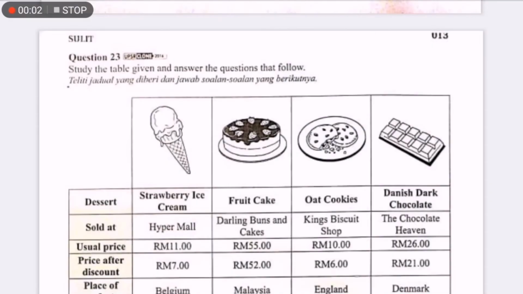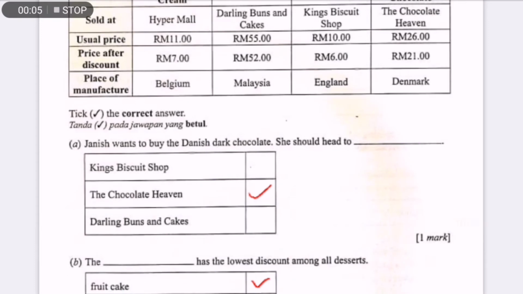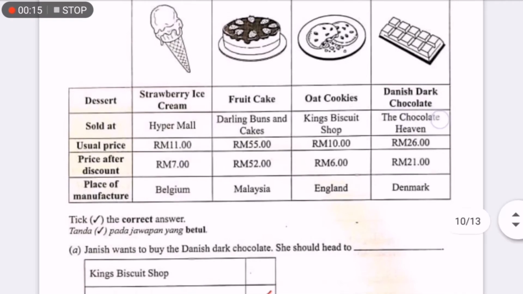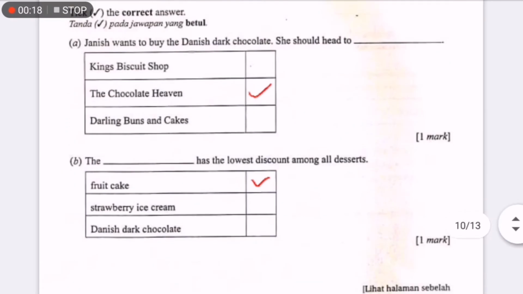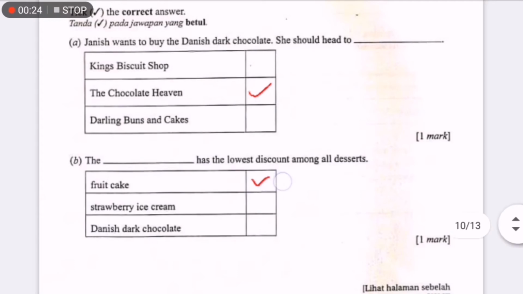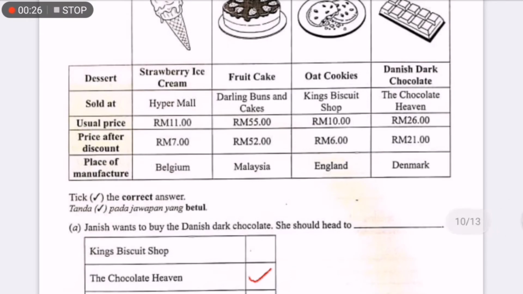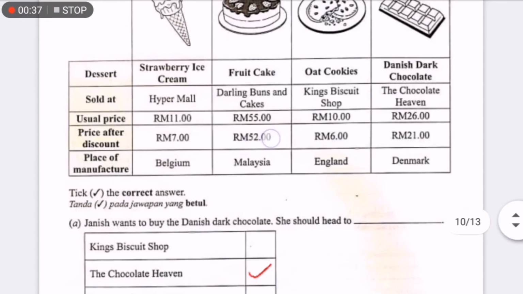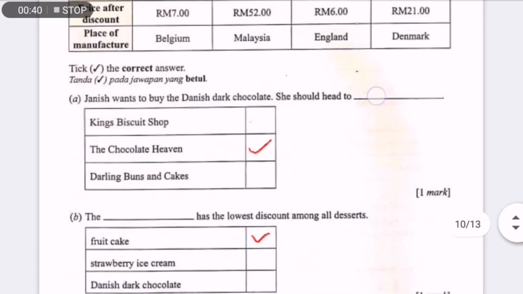The next comprehension question. A: Janice wants to buy Danish dark chocolate. She should head to the chocolate heaven over here. Which dessert has the lowest discount among the desserts? The fruit cake. How do we know that? We take the usual price minus the price after discount. The one that has the lowest number is the least amount of discount. So the answer is the fruit cake because it's only 3 ringgit discount.